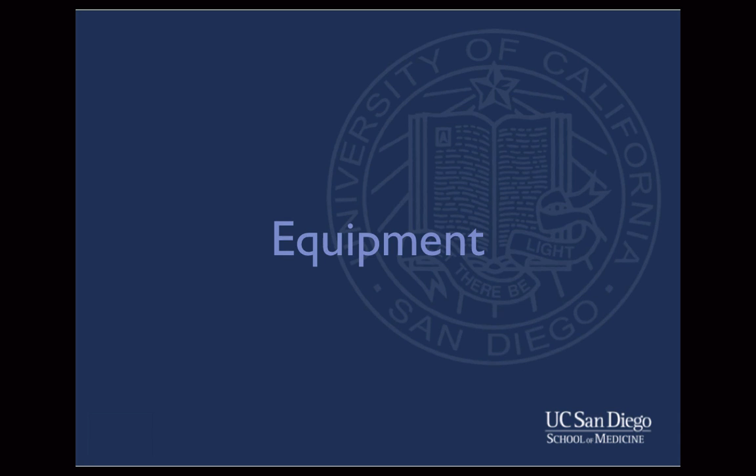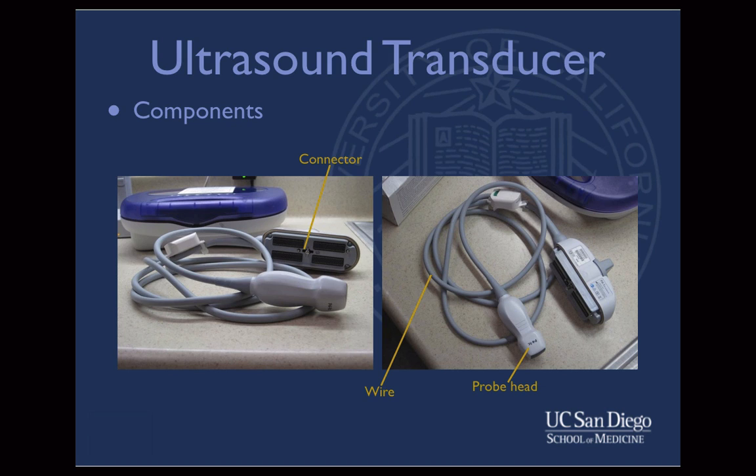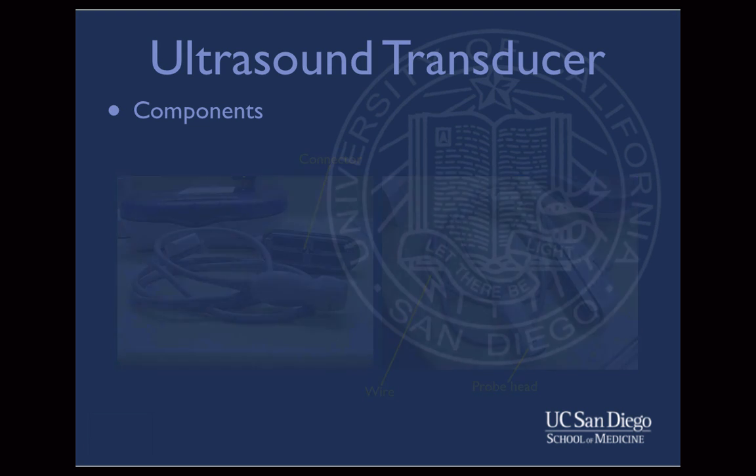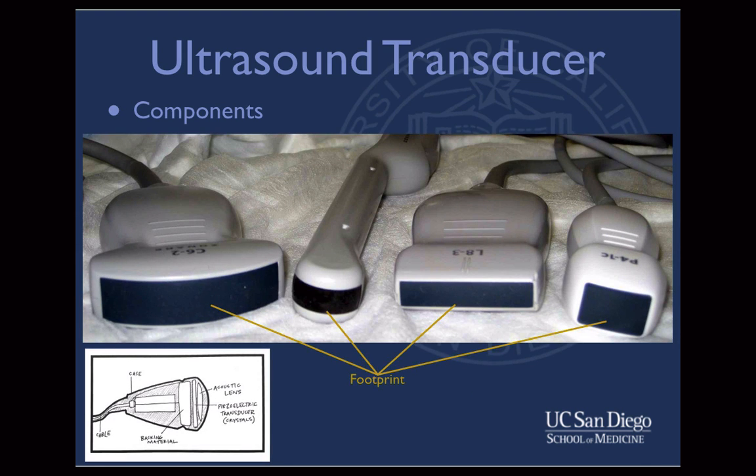Next, we will try to familiarize you with some of the equipment that we will use. First, we will discuss the ultrasound transducer. The transducer, also referred to as the probe, is composed of the probe head, the connecting wire, and the connector. The term footprint refers to the surface of the probe, which emits sound waves and picks up returning echoes. As mentioned earlier, the probe head also contains multiple piezoelectric transducer elements.